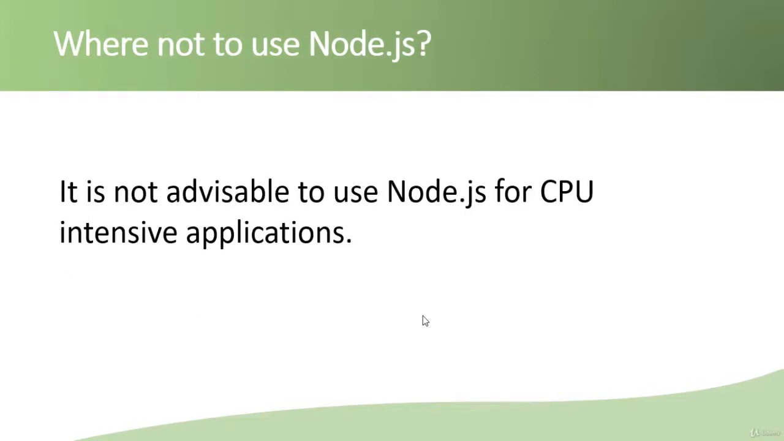Okay, and next is where not to use Node.js. So it is not advisable to use Node.js for CPU intensive applications. The reason is that Node.js is a single threaded application. CPU intensive applications means applications that use a lot of CPU and a lot of processing, so this takes a lot of time. So that's why it is not advisable to use Node.js for these types of applications. Okay, so in this case we don't use Node.js technology. I hope that you understand.